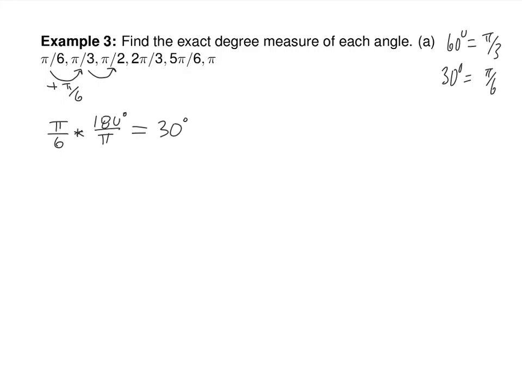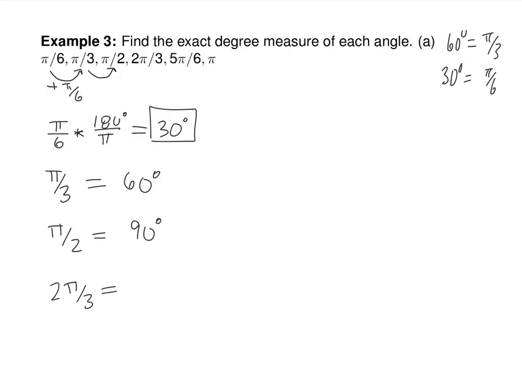Okay, so if pi over 6 is 30 degrees, pi thirds is going to equal 60 degrees because you've added pi over 6 to it. Without even thinking that way, what's pi halves going to be? 90, yep. 2 pi thirds will be 120, yep. 5 pi over 6 will be 150, right? And what is pi? 180, yep.